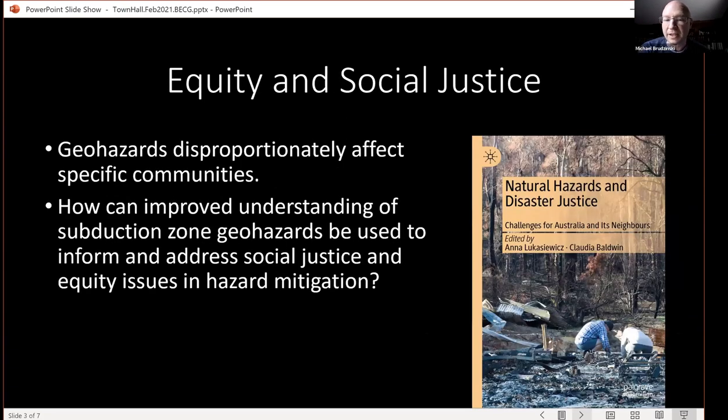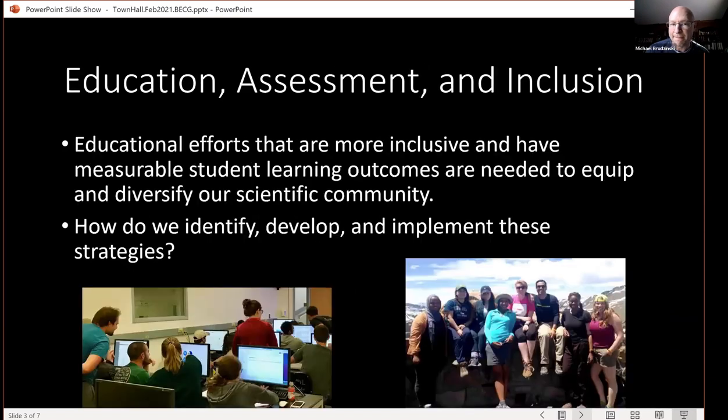I think there's been a lot of discussion in our group about equity and social justice. We see that geohazards disproportionately affect specific communities, many of those being disadvantaged to start with. So, for us, the question is, how can improved understanding of subduction zone geohazards be used to inform and address social justice and equity issues in hazard mitigation, right? So thinking about ways that the science can help enable improvement in terms of equity for hazard mitigation.